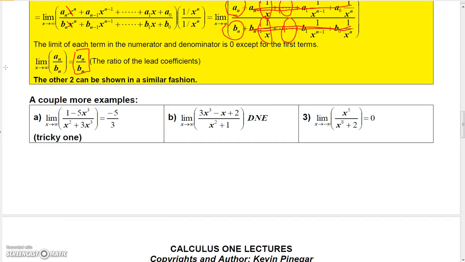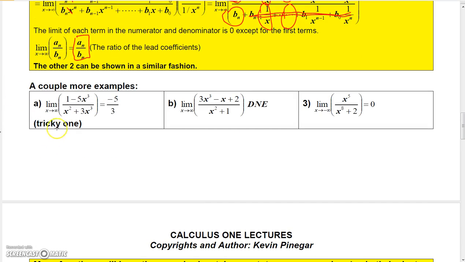So a couple more examples. Here, the degree of the top is 3, and the degree of the bottom is 3. But be careful. Remember, the lead coefficient is the coefficient of the highest degree term. So the lead coefficient here is not 1, it's -5. And the lead coefficient down here is +3. So the ratio would be -5/3.